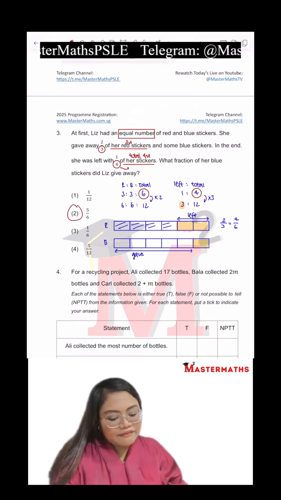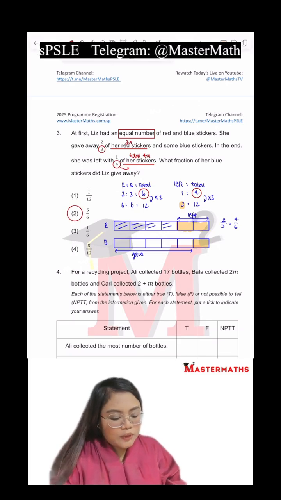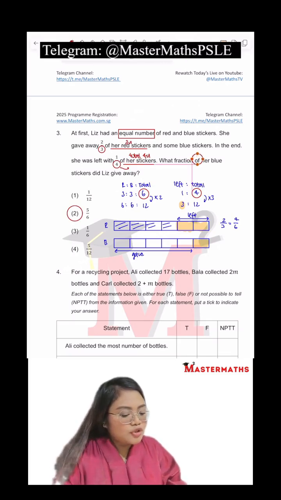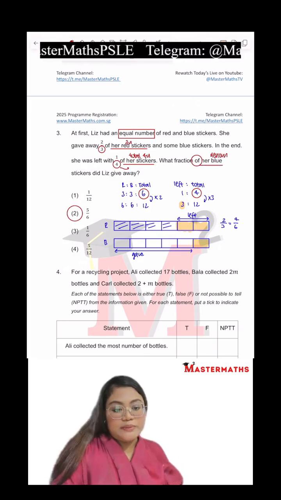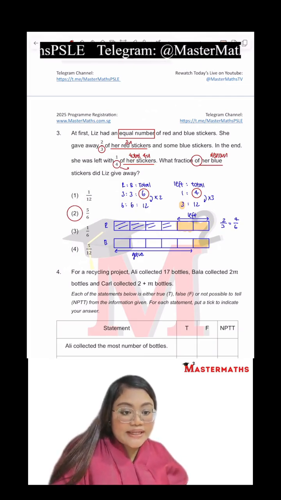You cannot take 5 out of 12 simply because they say what fraction of her blue. So blue must be your denominator, not the total. Why did I highlight those units?